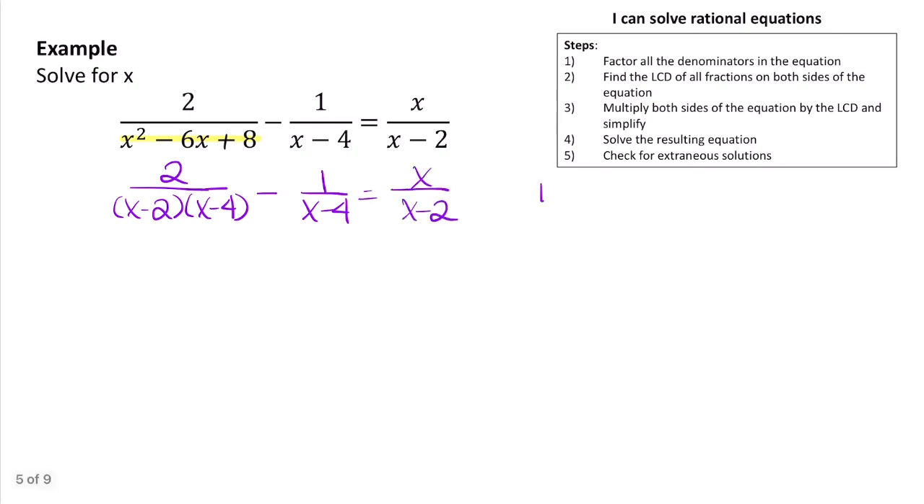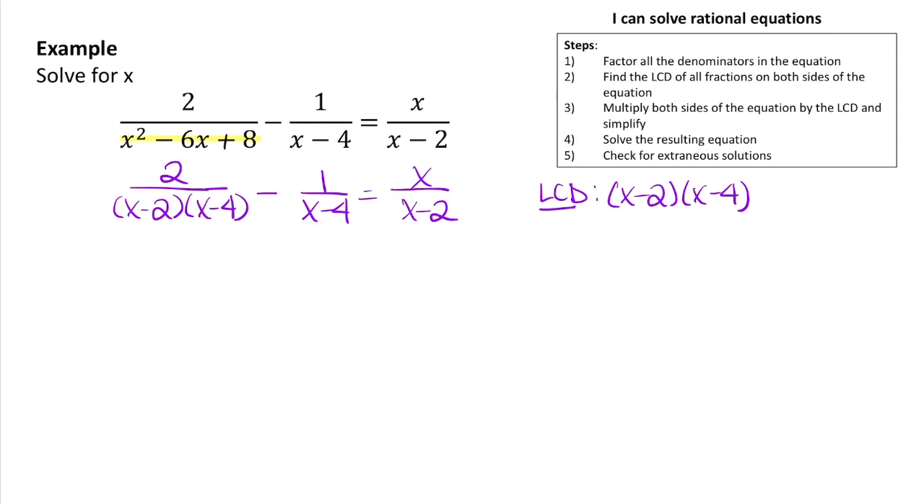So now we need to figure out the least common denominator. So the least common denominator, remember my strategy is to write down all the factors from one denominator. And so let's go ahead and do that. So we have x minus 2 times x minus 4. And then I'm going to add in any factors from the other denominators I have not already written down.